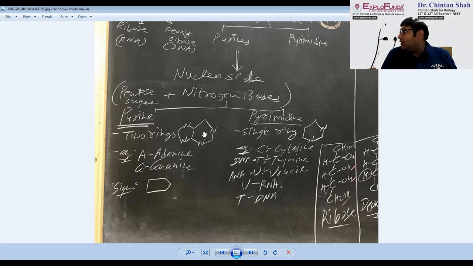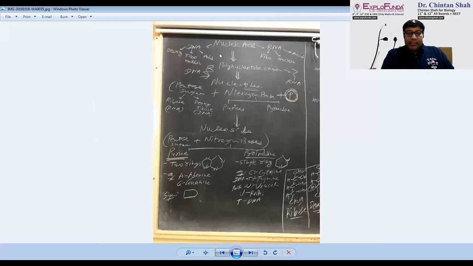Perfect. Yes. So now you can see that this is known as a whole nucleic acid, and this is its formation. Wow, it's really a good one. What do you say? Huh?